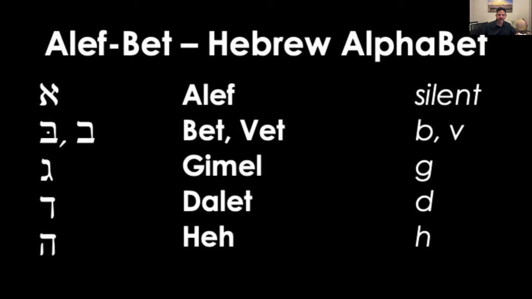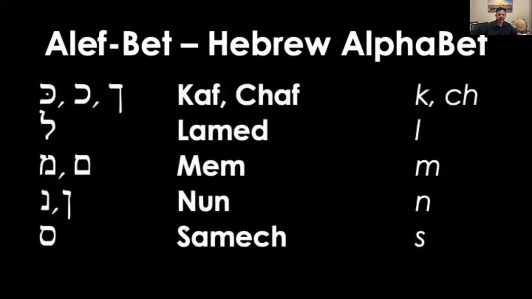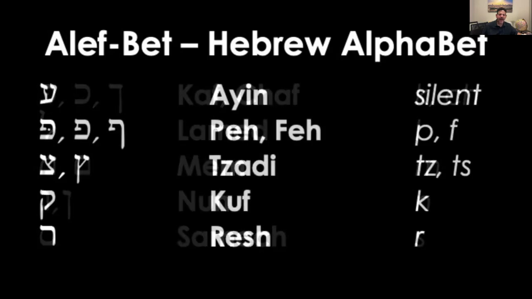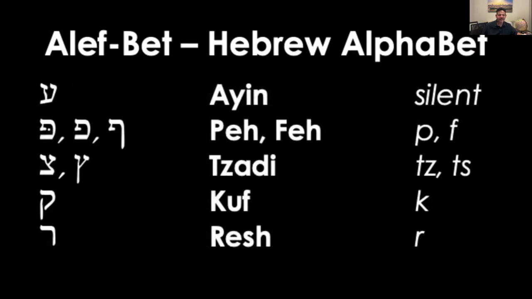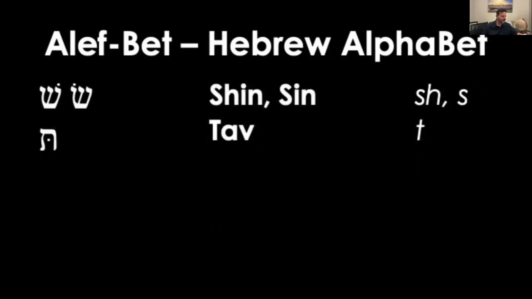Aleph, Bet, Gimel, Dalet, Hey. Vav, Zain, Chet, Tet, Yud. Kaf, Lamed, Mem, Nun, Samech. Ein, Pe, Tzadi, Kuf, Resh. Last 2, Shin, Tav. All right.